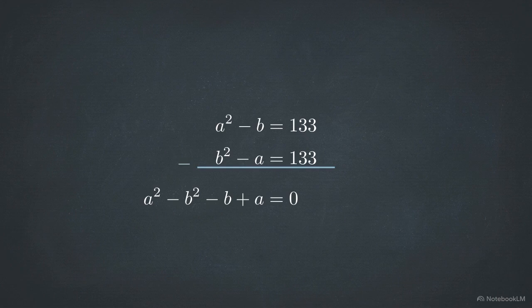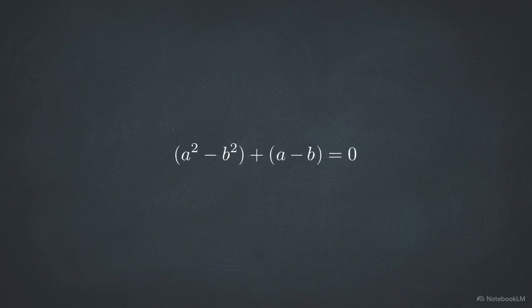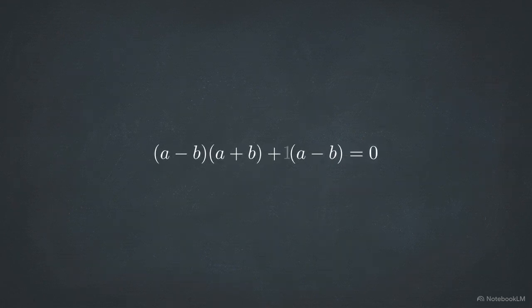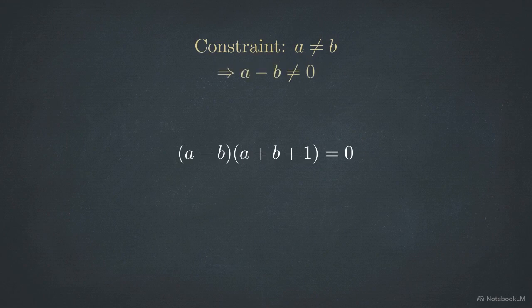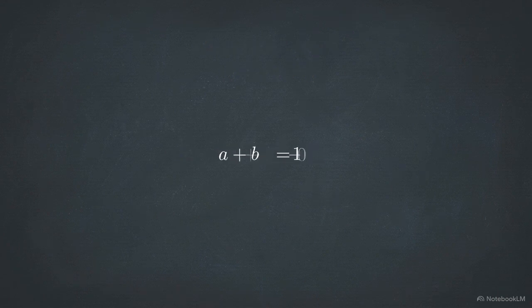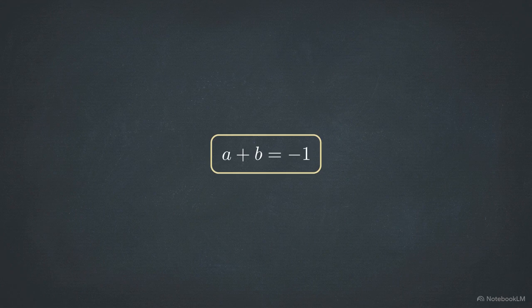This yields a squared minus b squared minus b plus a equals 0. Applying the difference of two squares identity lets us factor out a minus b. Because our initial constraint states a cannot equal b, we cancel that bracket entirely, leaving a clean, linear value. A plus b equals -1.